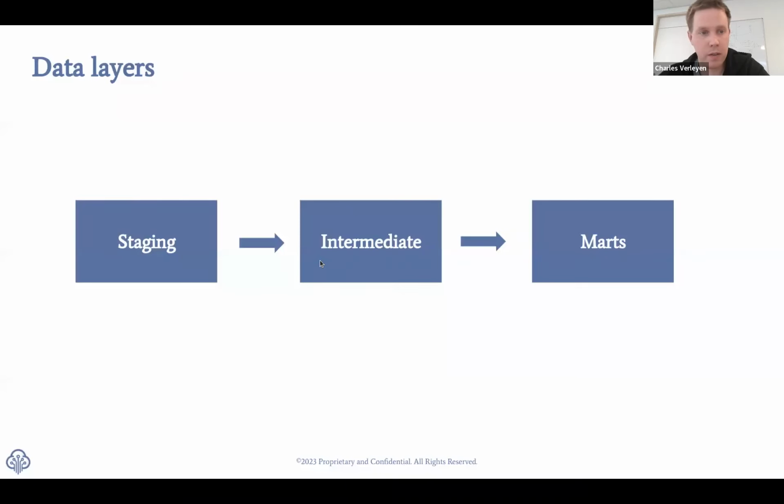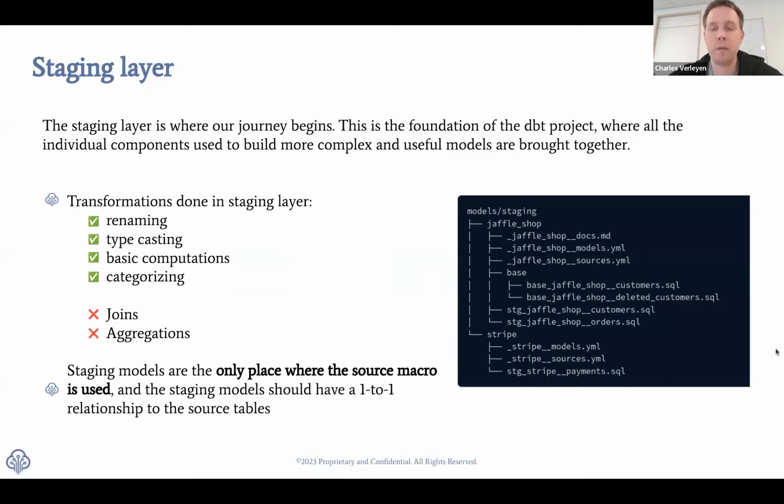So if we look at the staging, when you structure your dbt project, the staging data layer is really where you do basic transformations. That's the layer that will fetch data from the source, from the raw data, and apply very basic transformations like renaming, typecasting, basic computations, categorizing. It's always one-to-one with a source table, with a raw table. You shouldn't do joins and you shouldn't do aggregations at this stage. That's really important. This is really a first cleaning transformation.